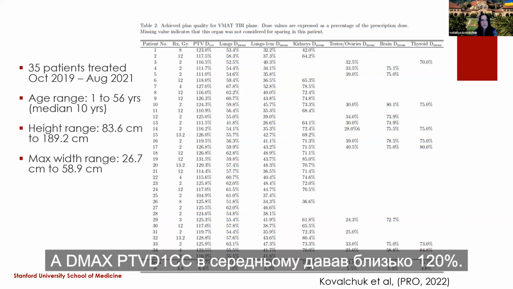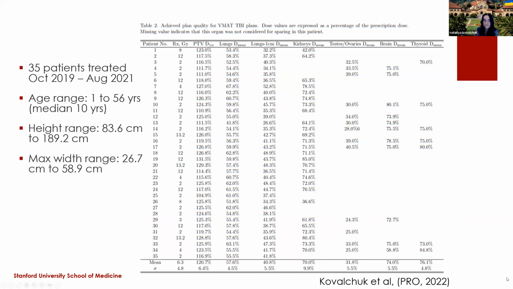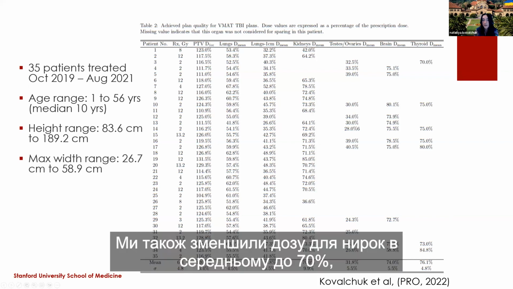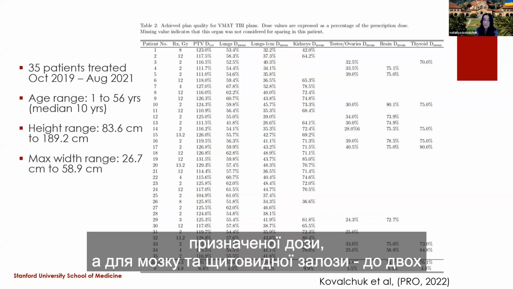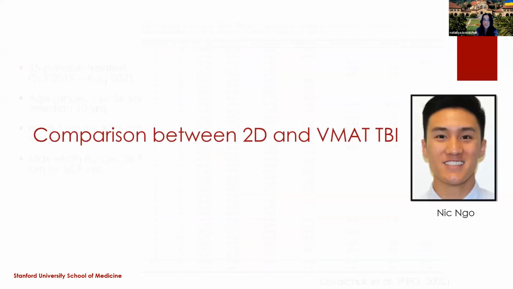And the Dmax, PTV D1cc, was on average around 120%. We also spared kidneys to a mean of around 70%, and for benign diseases, gonads were spared to 1/3 of prescription dose, and brain and thyroid were spared to 2/3 of prescription dose.